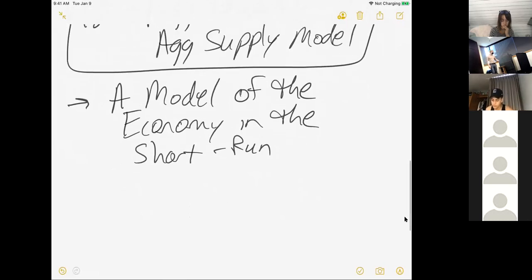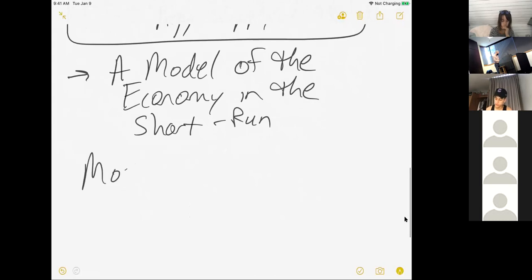This is essentially a model of the economy in the short run. So right off the bat, there's a couple of words in here that we need to make sure we understand. The first is a model. What's a model? In science, when scientists talk about a model, what do they mean? What makes a model a model? Anybody? Surely you've heard this.